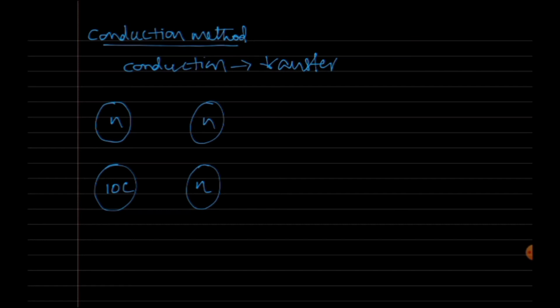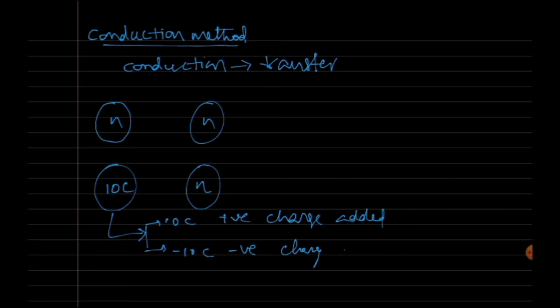So here you can interpret in two different ways. I have added 10 coulombs of positive charge, or I have removed 10 coulombs of negative charge. According to my statement, both are correct, but what is the exact correct way to interpret my statement is removal of negative charge from the material will give the positive charge.